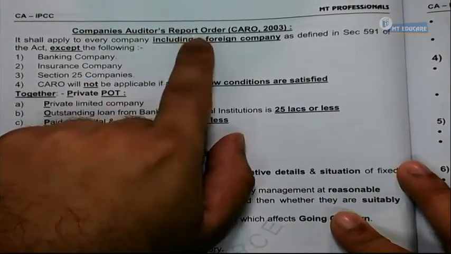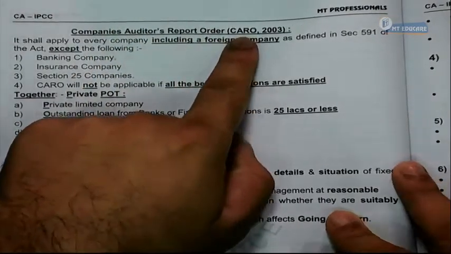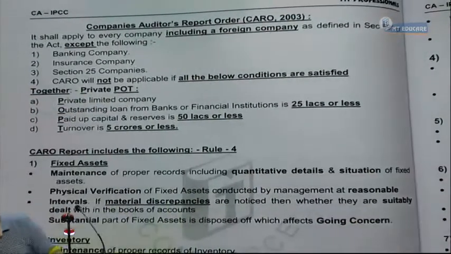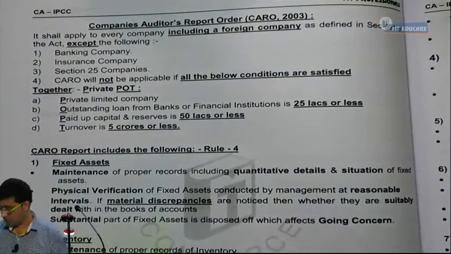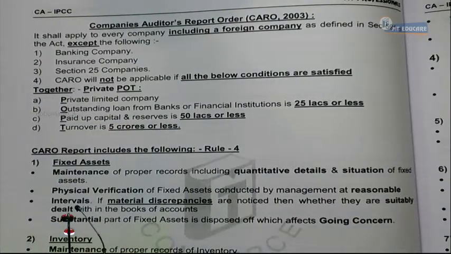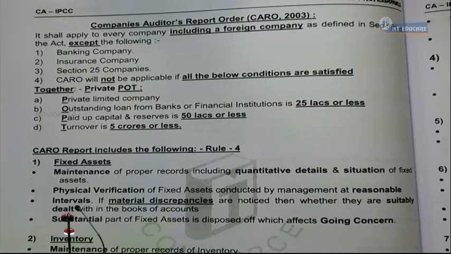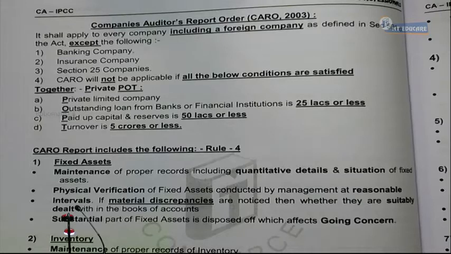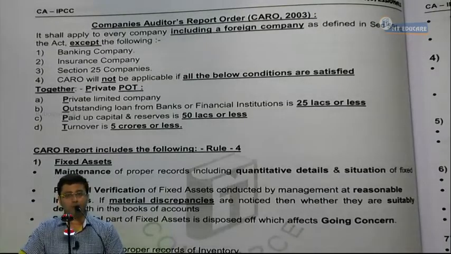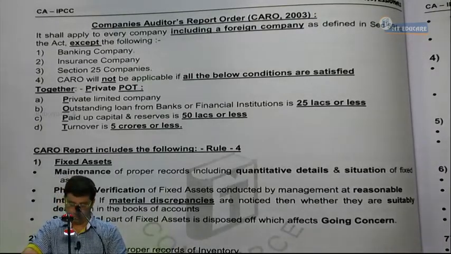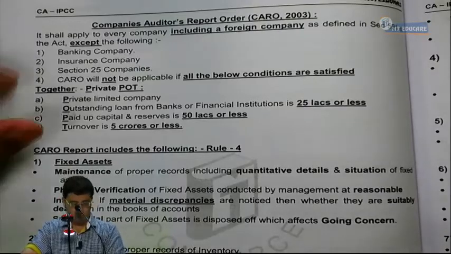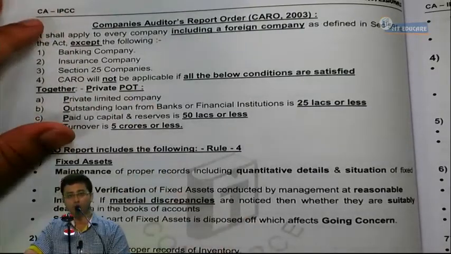Companies Auditors Report Order, or it's popularly called as CARO. So we'll make notes on CARO now.